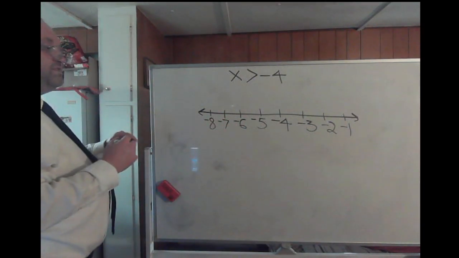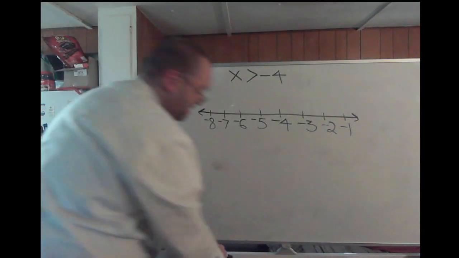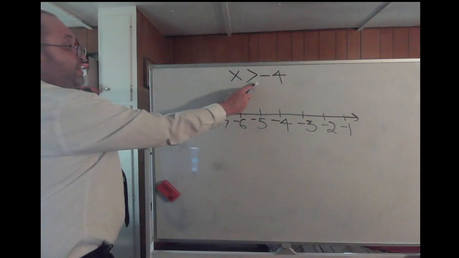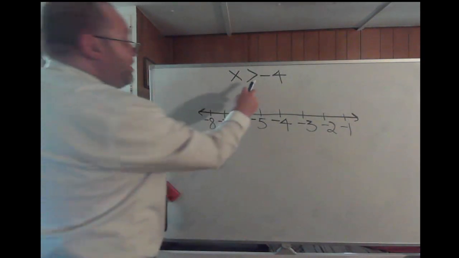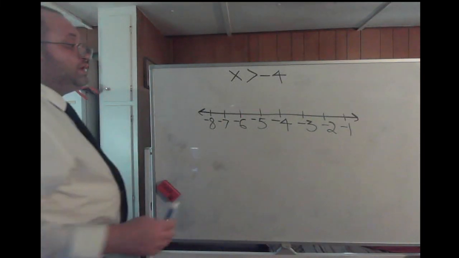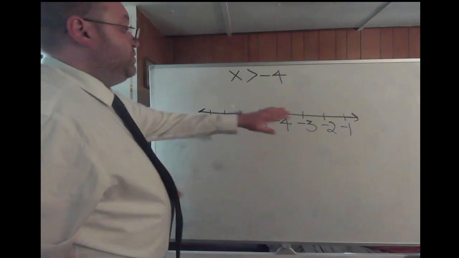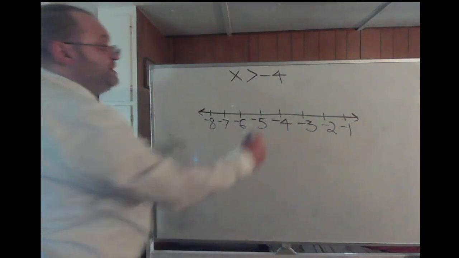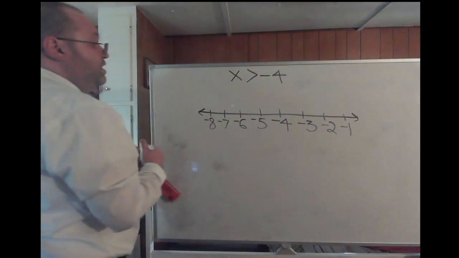Alright, so we got some sufficient points for a number line. So x is just greater than negative 4. It's not greater than or equal to negative 4. It's just greater than negative 4. So the value of x will not include negative 4. It'll just be every number bigger than negative 4.